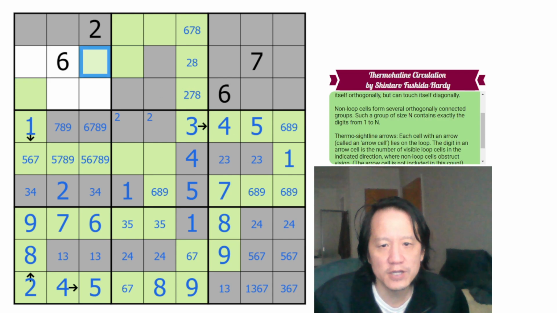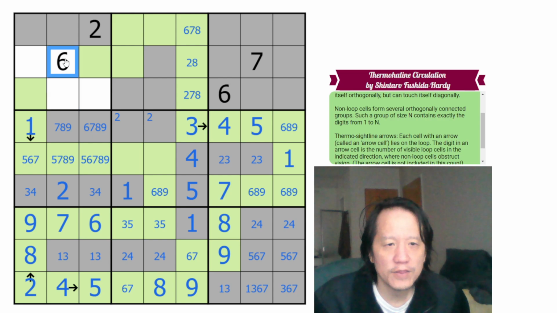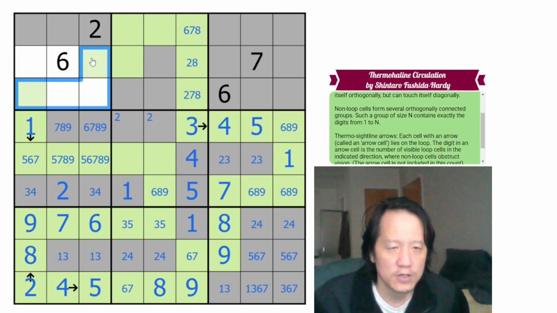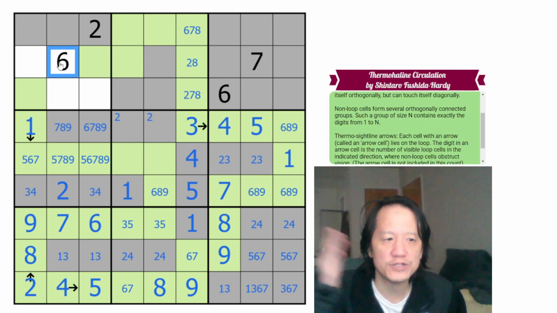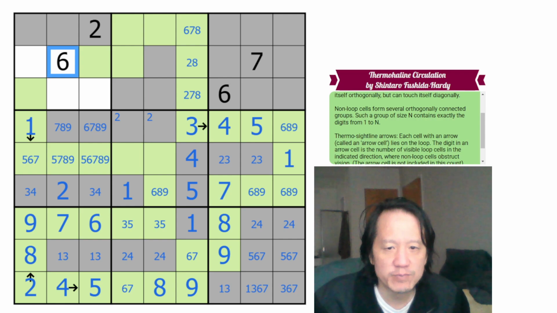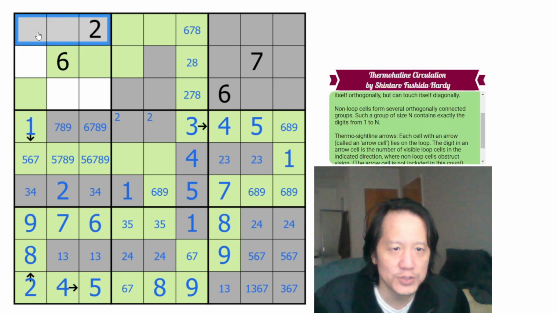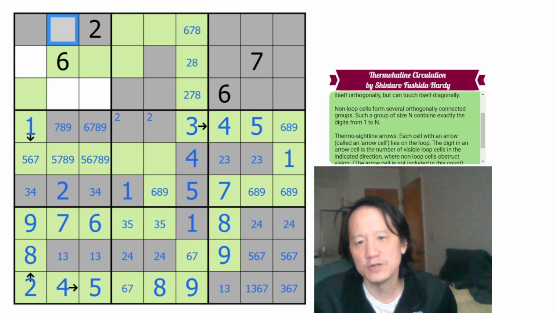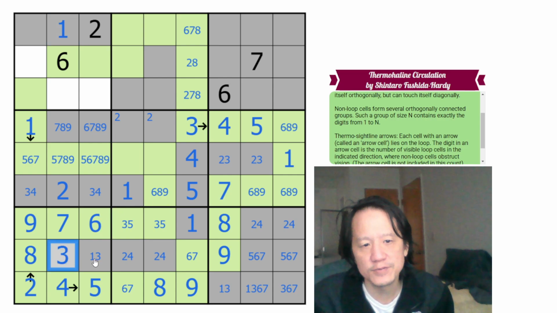It must go here. This could be not part of the loop, but then that would form a region that's only 5 large. So therefore, and this would not be part of that group because it's not from 1 to 5. So therefore, this must be part of the loop. Where's the 1 in this group? It can't be either of these, so it must be here. So this must be 1, which makes this a 3, which makes this a 1.